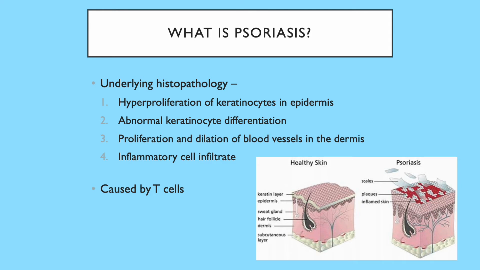The clinical features of psoriasis are explained by 4 key cellular changes. If you remember from your first year anatomy, keratinocytes are the cells in the epidermis that produce keratin. In psoriasis, these keratinocytes proliferate rapidly to cause a very thick epidermis, and keratinocyte differentiation is incomplete. Blood vessels in the dermis proliferate and dilate to cause redness of the skin, and inflammatory cells infiltrate. This is all caused by T cells, which produce inflammatory cytokines and stimulate the above processes.